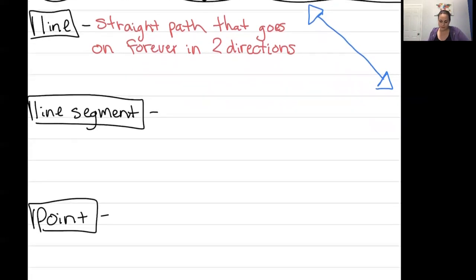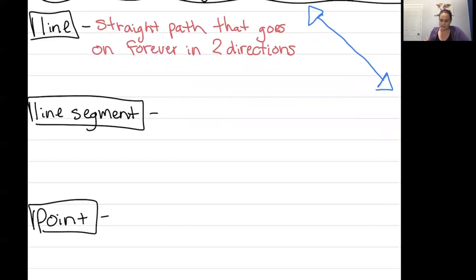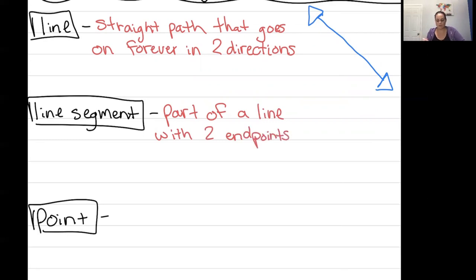But the next one we want to look at is a line segment. So it's a little bit like a line, but it's a little bit different. A line segment is part of a line with two endpoints. So what that means is instead of drawing arrows at the end of our lines, we're going to show that it's going to stop. We want a segment or a section of a line. So a line segment would look something like this. We have one endpoint, another endpoint, and then a straight line or path connecting those two endpoints. And this would be a line segment.